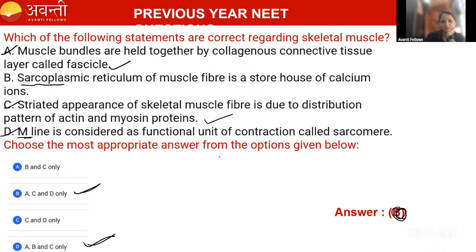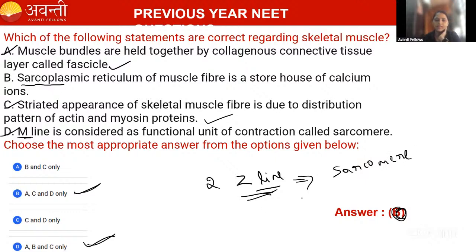Z line. No one is telling the answer. Z line, right? The Z line is between the two Z lines. You can see the sarcomere. Yes or no? Sarcomere. That is actually acting as the functional unit.